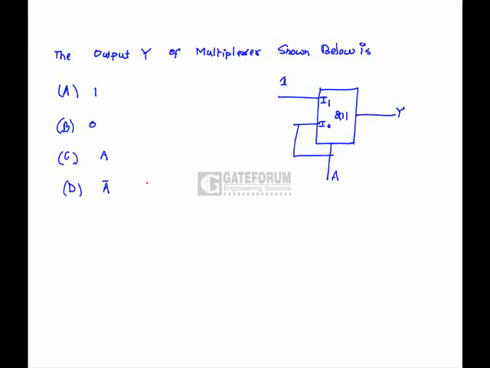Output of a multiplexer shown below is: A can take two values, 0 and 1. We have to look at the expression Y. If A is 0, the I0 line is selected, and I0 is connected to A, meaning the output is 0. If A is 1, I1 is passed to Y, that is 1 is connected to I1, hence Y is 1. So Y is nothing but A, hence option C is correct.